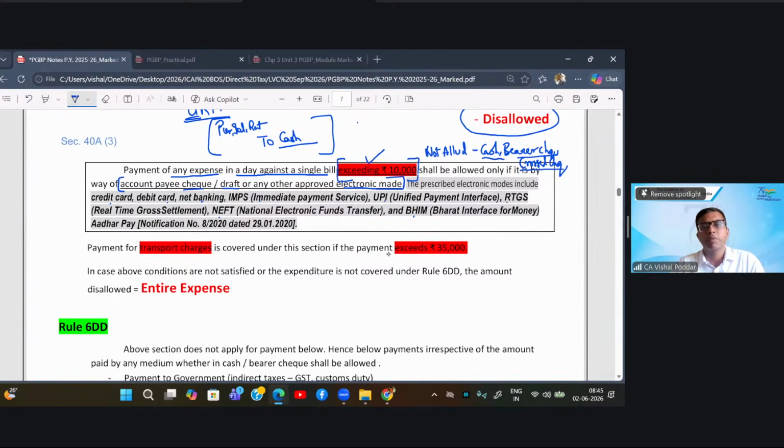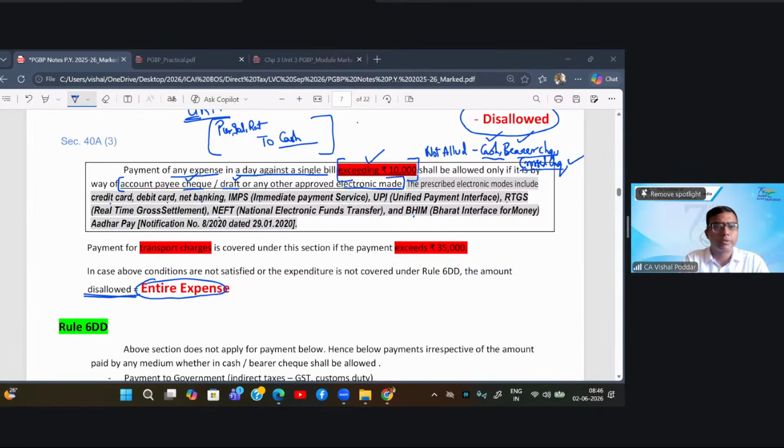If the payment is by any of these mediums, that is cash, bearer cheque, cross cheque, your entire expense will be disallowed, because these three are not allowed. What is allowed is payment by account payee cheque, account payee draft, or any approved electronic medium. Right? Is this point understood, students?